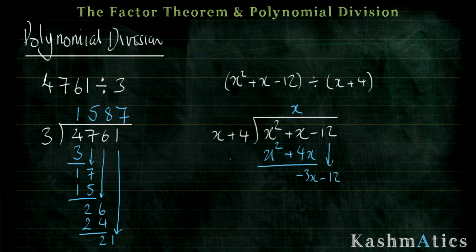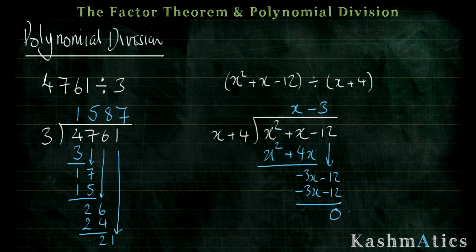Then I ask myself the same question. How many x's are in minus 3x? Or what do you multiply x by to make minus 3x? The answer is minus 3. Okay, and then I multiply minus 3 by this. So minus 3 times all of that gives me minus 3x minus 12, and when I subtract those we can see the remainder is 0.